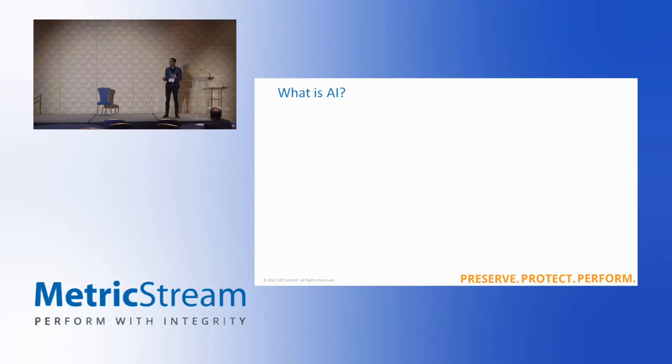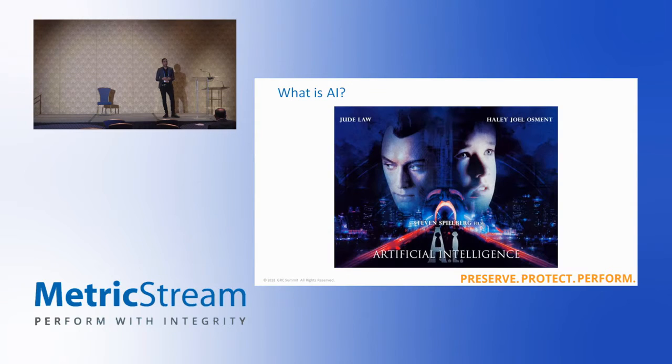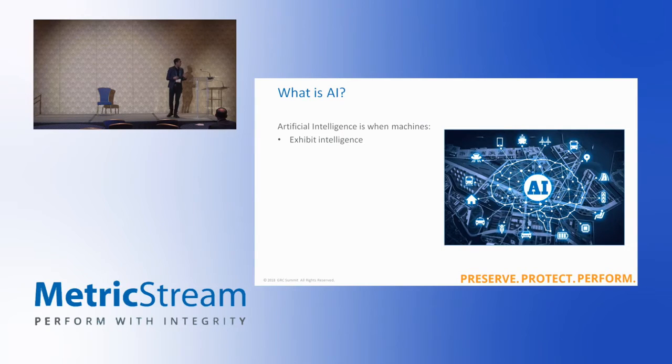Next, I'm going to go over what is AI. It's easy to do a quick Google search and figure out what AI is. And if you go to the first link, you'll get to the 2001 hit classic by Steven Spielberg featuring Jude Law. But that's actually not quite what we're going to be talking about, although it is of the same concept. AI stands for artificial intelligence, and it is really when machines exhibit what we consider to be intelligence.